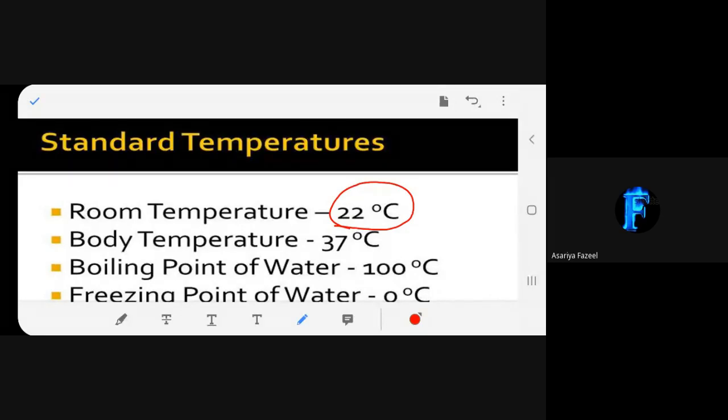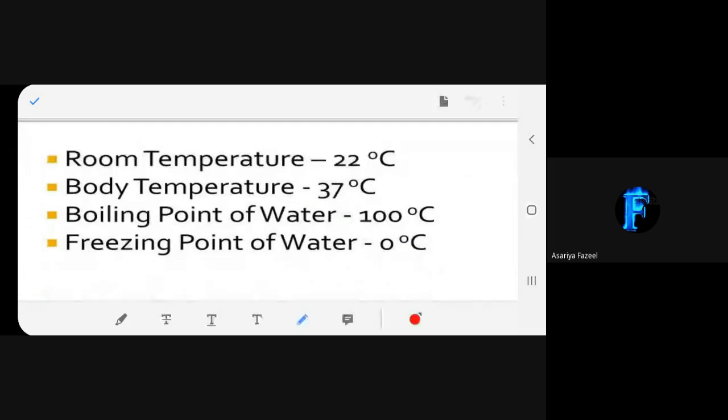What is the body temperature? It is, what is written, beta? 37 degree Celsius. What is the boiling point of water? 100 degrees Celsius. What is the freezing point of water? 0 degrees Celsius. So I hope the things are clear. So what is room temperature? 22. Body temperature? 37. Boiling point of water? 100. Freezing point of water? 0 degrees Celsius. Is it clear?